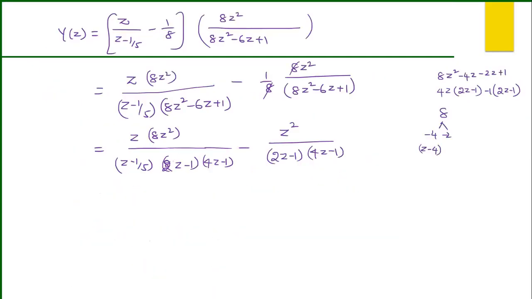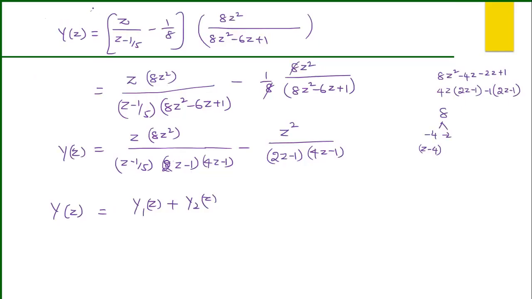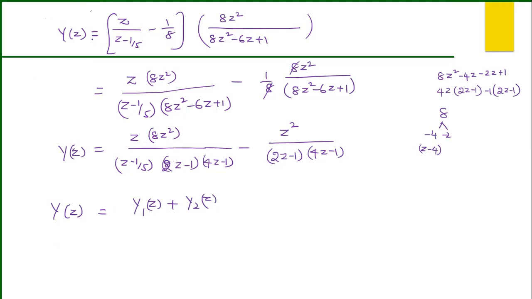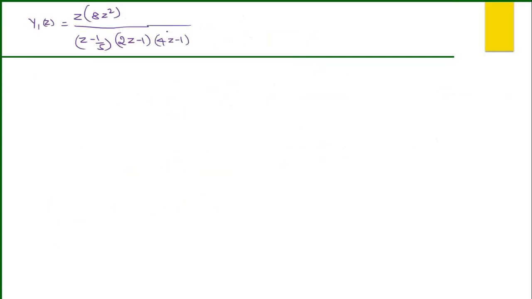Okay, so now this is y of z. Now, in order to find the partial fractions, I will just split these terms. Y of z I can write as y1 of z plus y2 of z. What is y1 of z? I will just take this one as y1 of z. So now y1 of z is equal to z into 8z square divided by z minus 1 by 5 into 2z minus 1 into 4z minus 1. Now take 2 common, 4 common. What will I get? Z, you send this side. Y1 of z by z. That is the trick we need to follow whenever we are doing partial fractions.